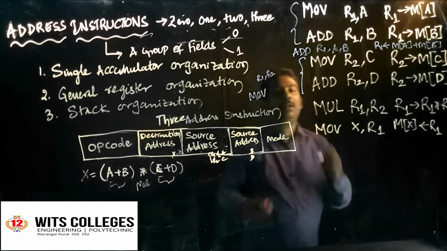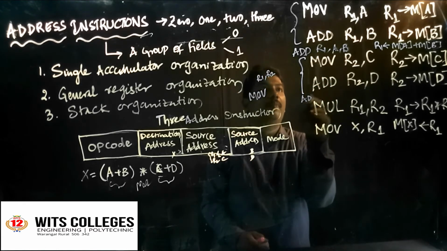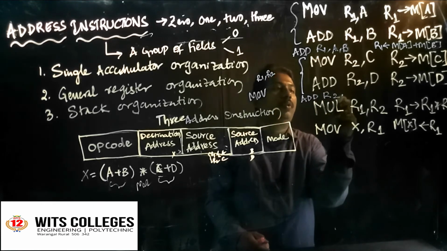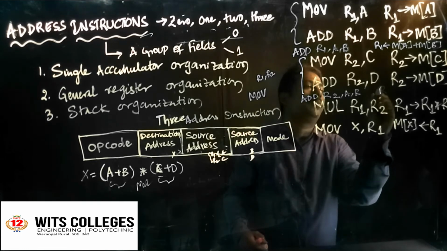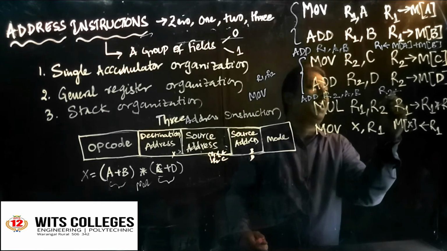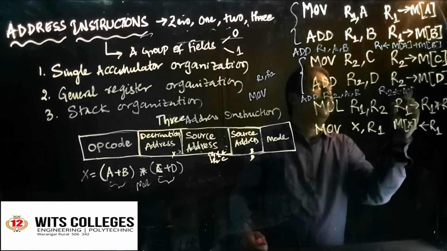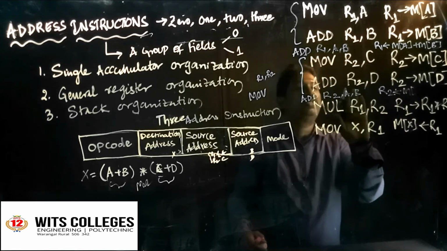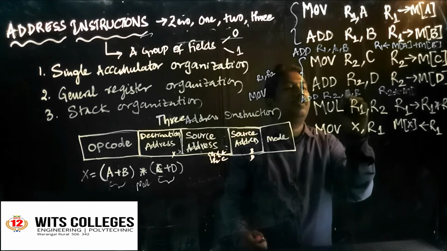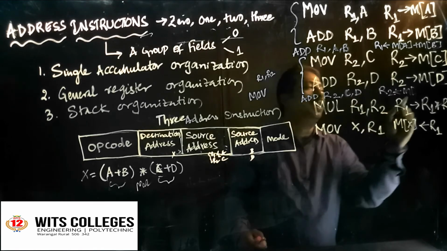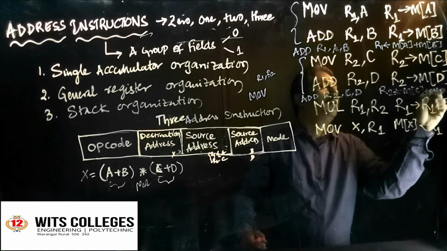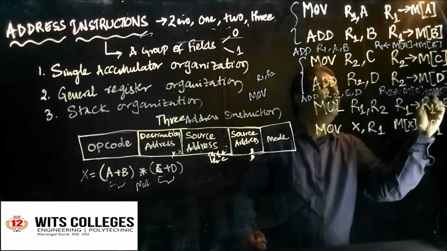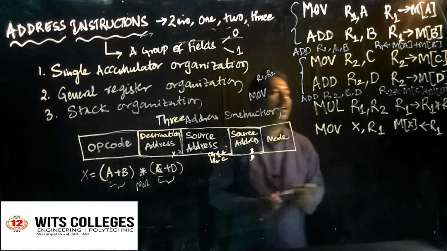Okay. Next, add R2 comma C comma D. Sorry, it's C and D. R2 stands for M of C plus M of D.